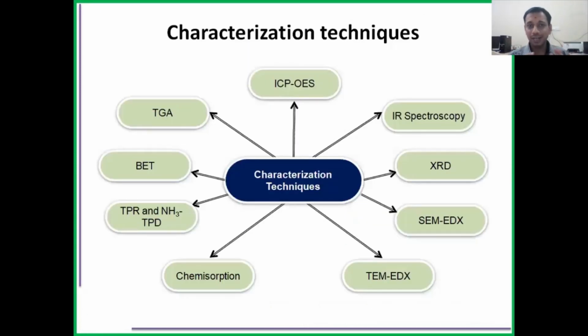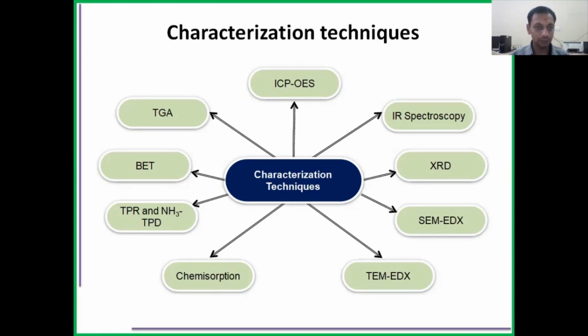So there are different characterization techniques which can be used for the analysis of nanomaterials. I think everyone knows about that, so I'm not going to discuss in detail. ICP-OES, IR spectroscopy, XRD, scanning electron microscopy with energy dispersive X-ray spectroscopy, TEM with EDX. Chemisorption is also a very important technique to analyze the nanomaterials. TPR and TPD, temperature programmed reduction and temperature programmed desorption, are also very important techniques.